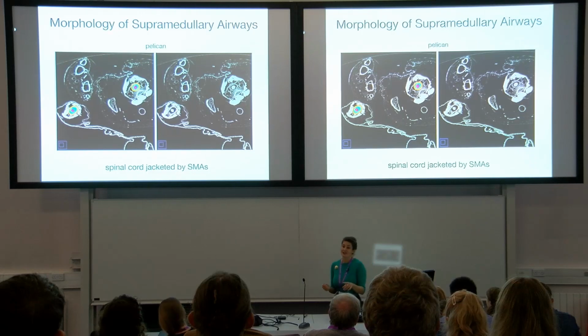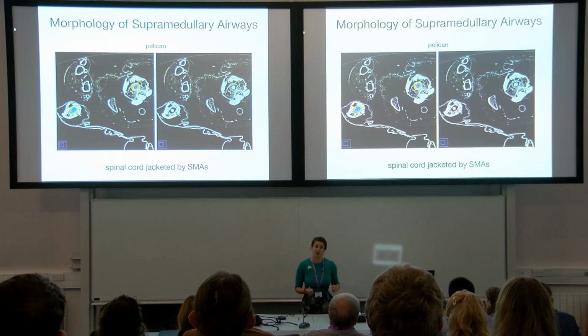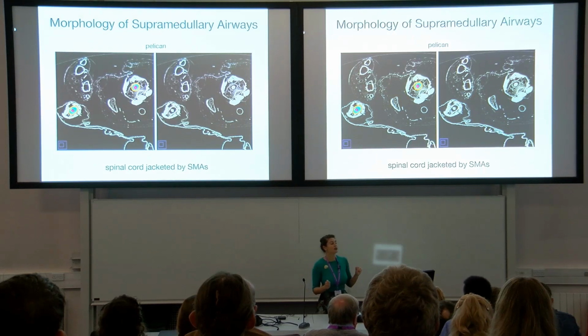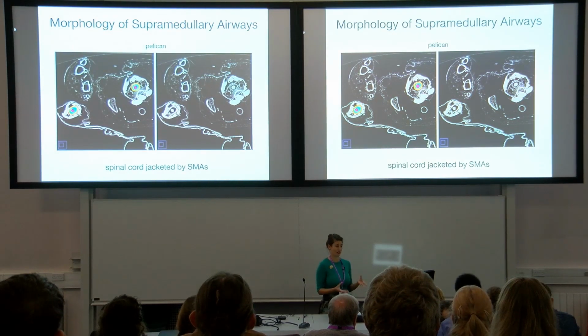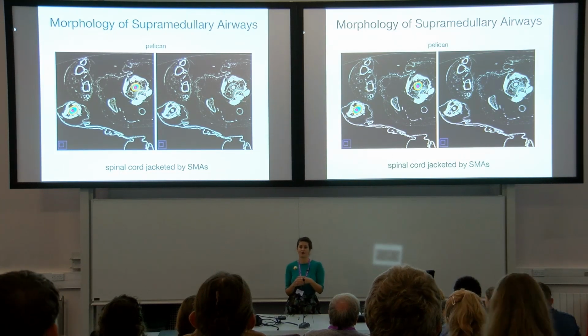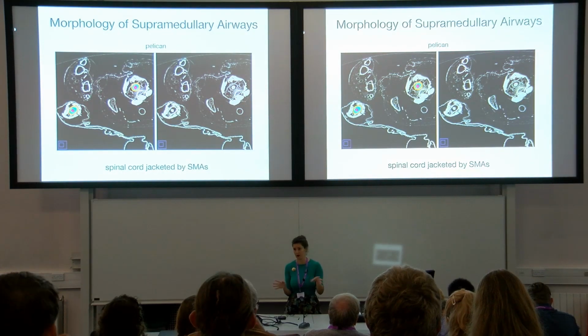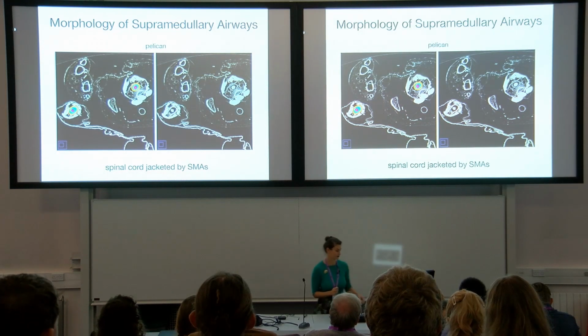And getting even more weird, we saw one instance in the ostrich and one instance in the eclectus parrot where the spinal cord was completely jacketed by supramedullary airways. So the spinal cord is kind of floating inside of the vertebral canal, not contacting the bone at all, inside of this airspace of the diverticula.